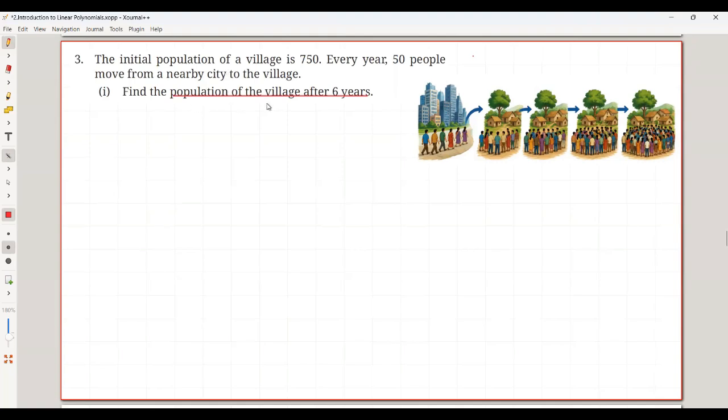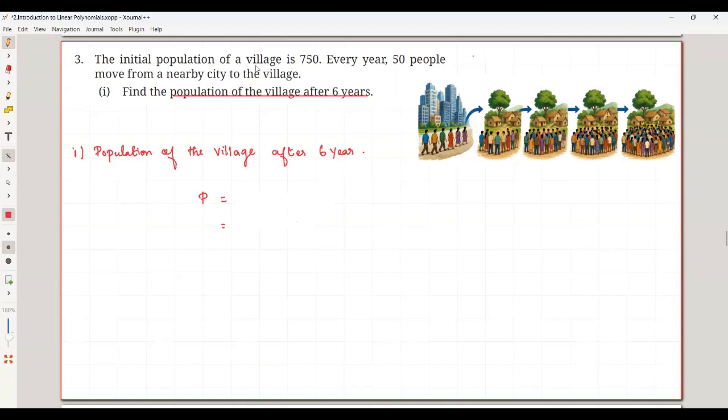Here I'm just writing the answer directly. Population of the village after 6 years, this is the first one. After 6 years, I'm just taking the population as P. P is the population of the village after 6 years that they are asking.